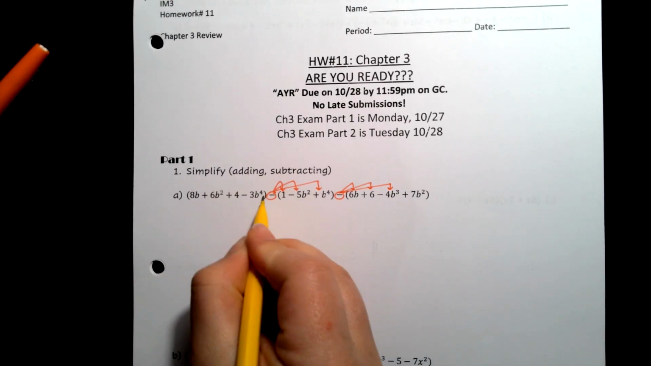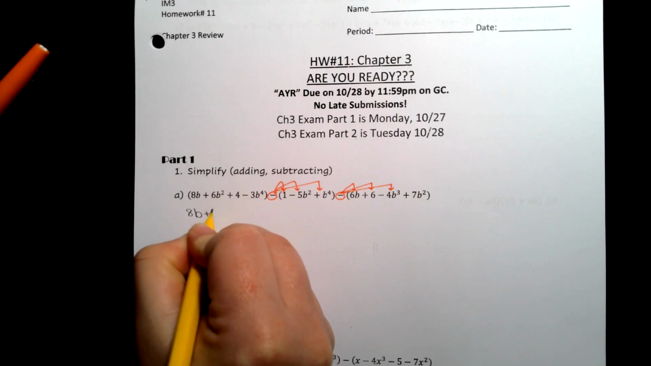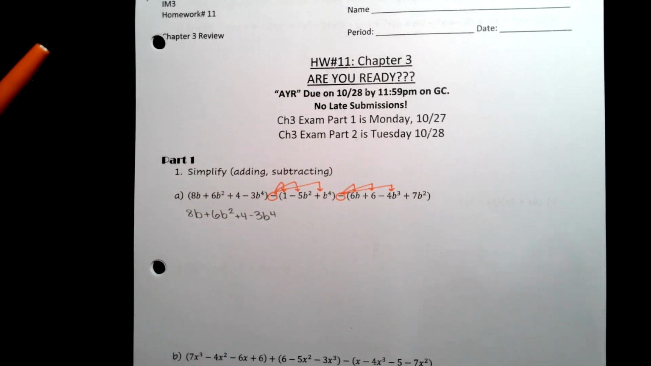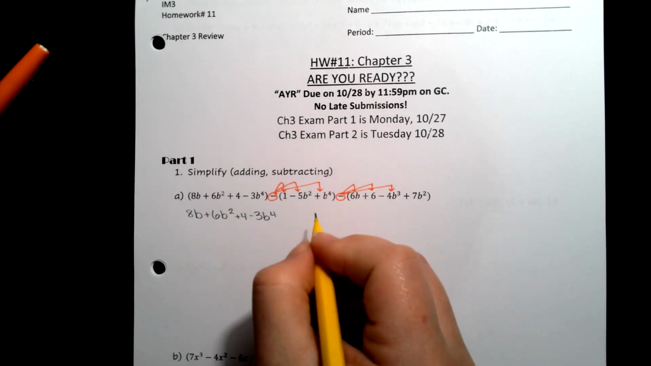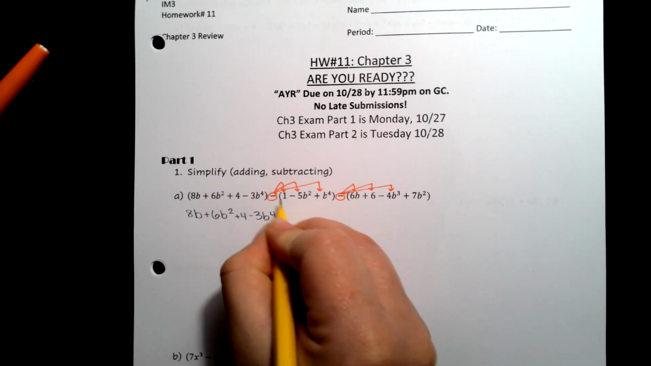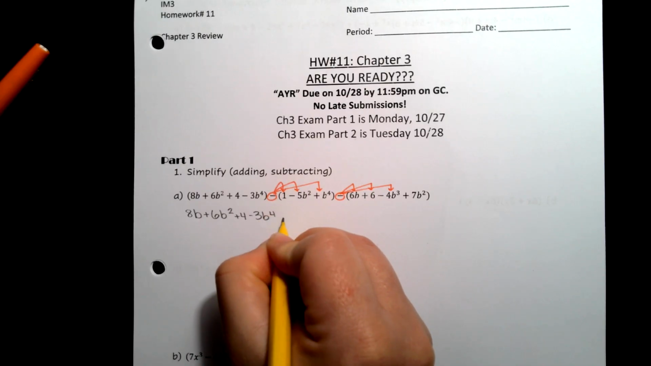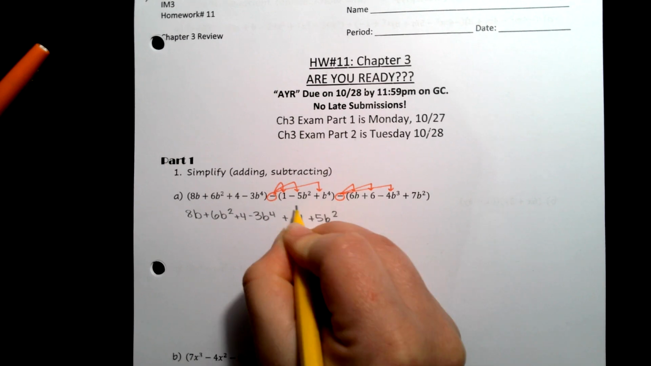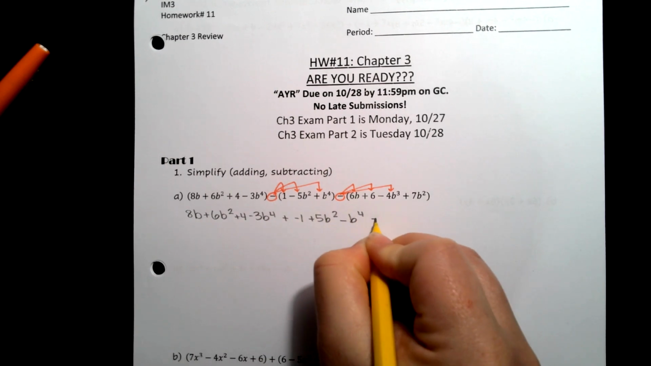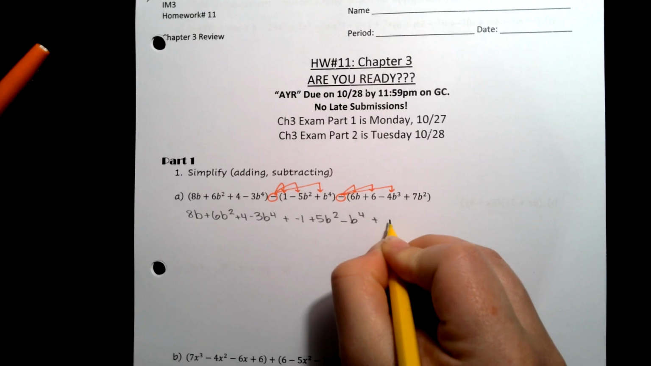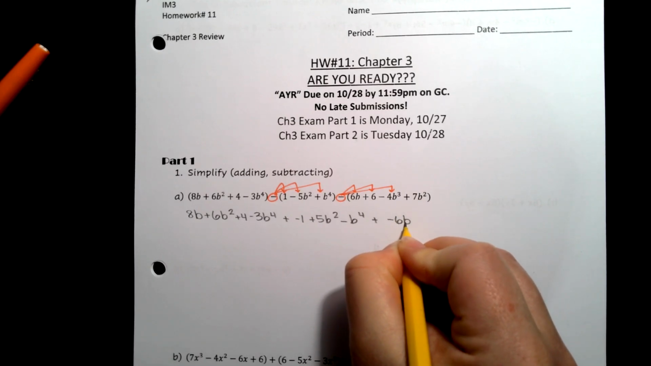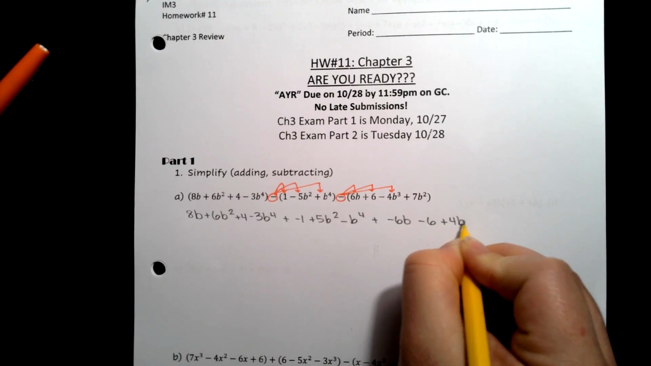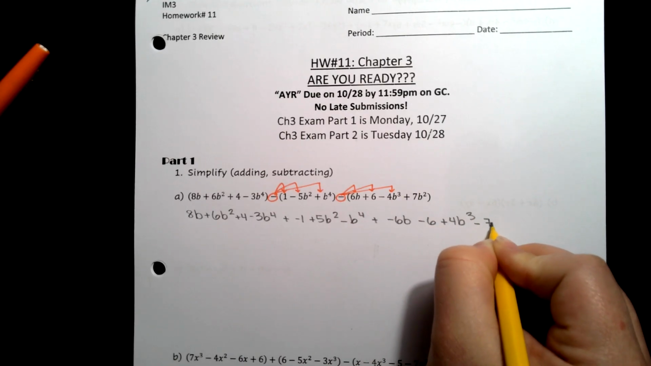Now we're going to keep this first polynomial the same. We're not changing this one, because it doesn't have a minus or a negative in front of the parentheses. So here we're going to do the opposite of what we see: and a negative 1 plus 5b squared minus b to the fourth. And so we're changing these minuses to ands: a negative 6b, a negative 6, a positive 4b cubed, and a negative 7b squared.